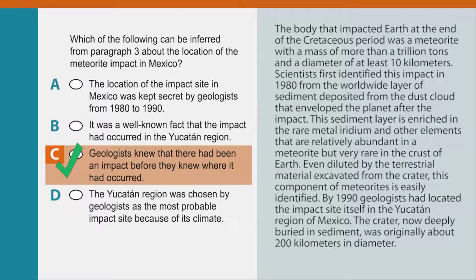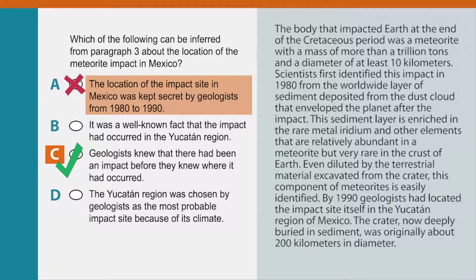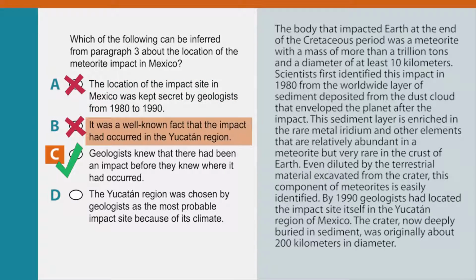It's choice C, because it's supported by this sentence, which indicates that scientists knew in 1980 that there had been an impact, and this one, where it says the site had been located in the Yucatan. Let's look at why the other choices can be eliminated. Choice A is not correct because there isn't anything written or implied in the passage about geologists keeping the impact site secret. Choice B is also not correct.